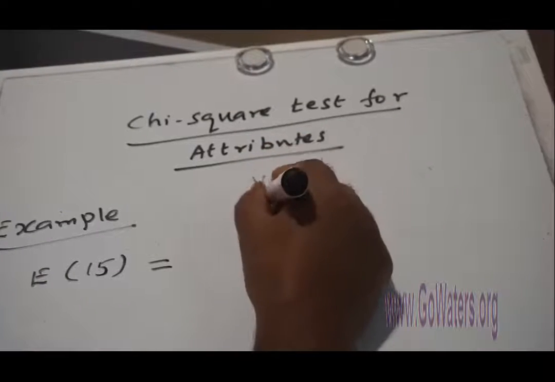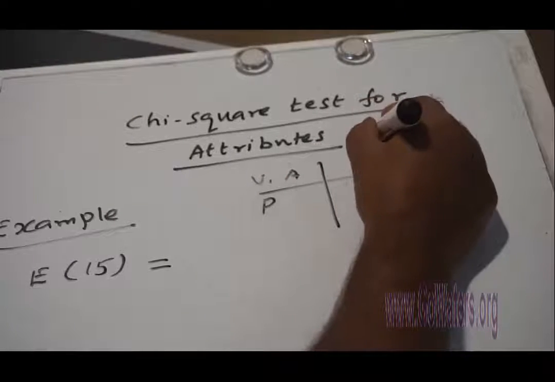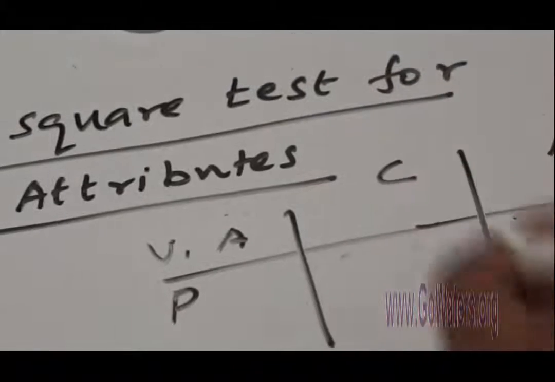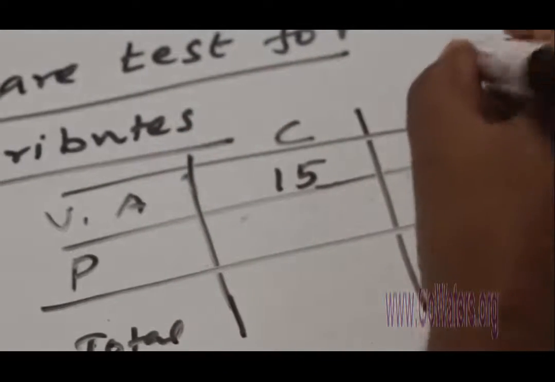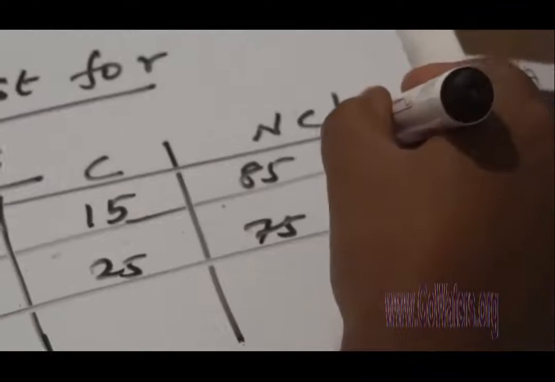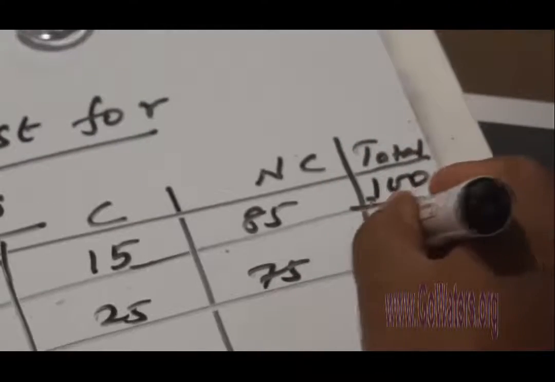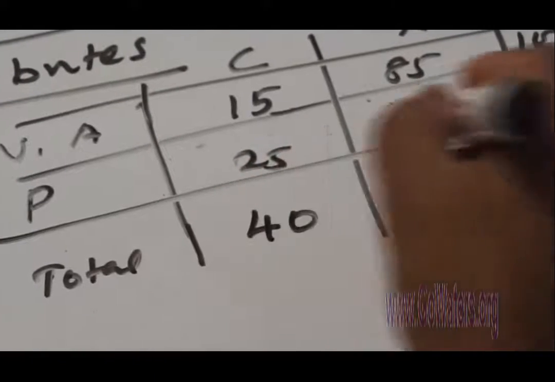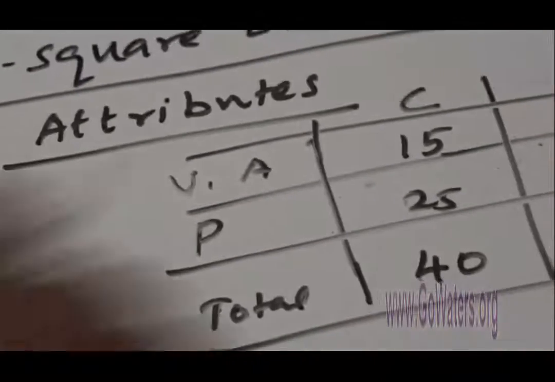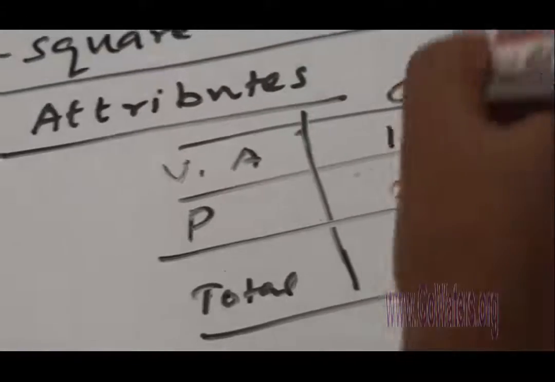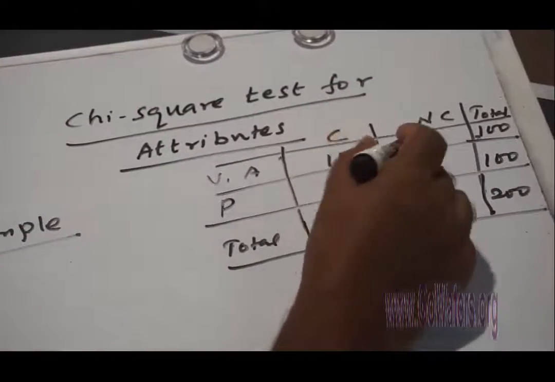So vitamin A, placebo, and then cold, no cold, and the totals. Vitamin A is 15 cold and 85 no cold, and this is 25 and this is 75, and the total here is 100. This is 100 here. Similarly, here is 40, and this is 160, and the overall grand total is 200. So these are all the observed frequencies. Now we need to calculate the expected frequency for each cell.